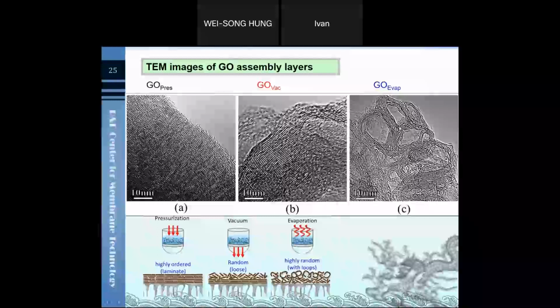For the evaporation method, we find that the graphene oxide layer has a lot of loops. It's because the evaporation method induces an upward driving force. So the edges of the graphene oxide will be curled together to form a circle structure. So this structure, we can find is loose and thick.